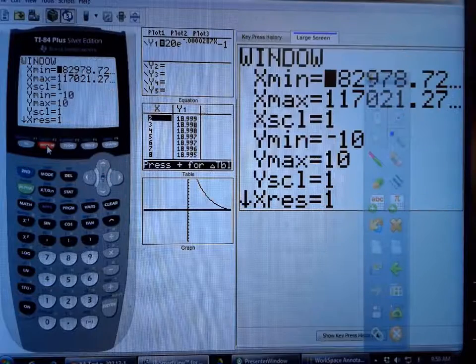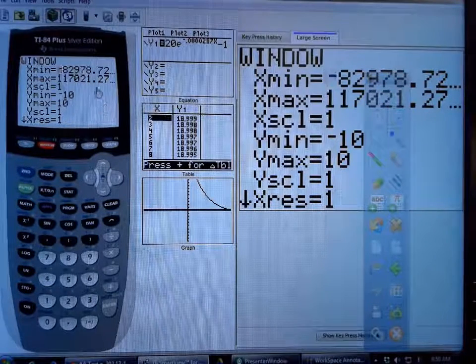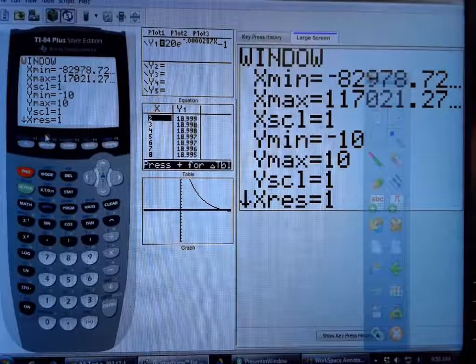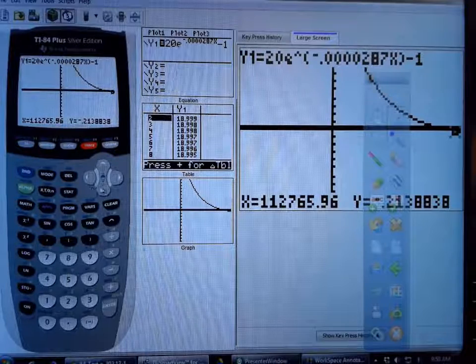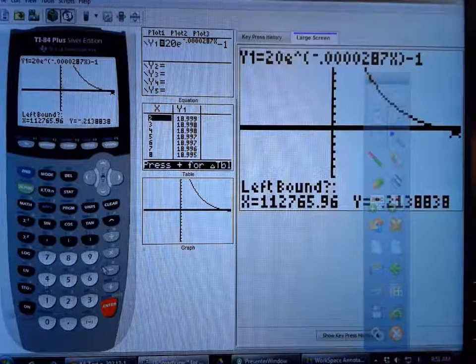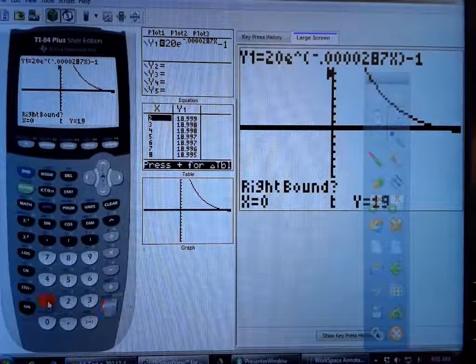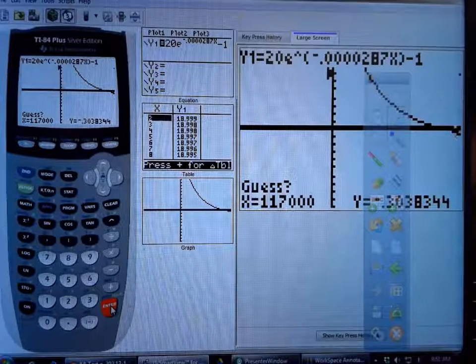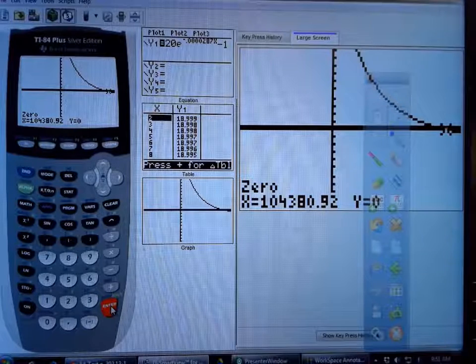Okay, so let me change my window. That would change it for me, so that's good. So now let's just do second calc. And do you see how that says 117,000? I'm just going to use that as my right bound. So I'm going to do second calc, and I'm going to find my second calc 0. My left bound will just be 0, and my right bound is going to be 117,000. And press enter, guess. So 104,381 years is how long it took.